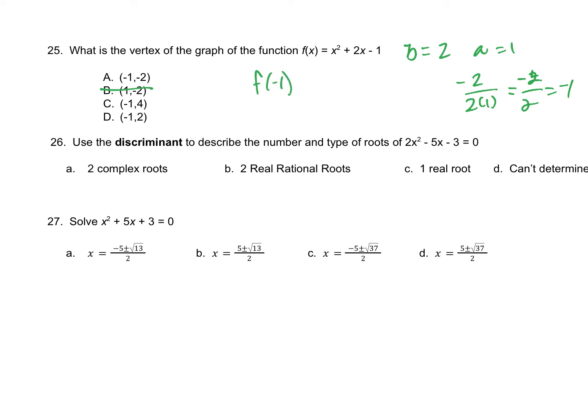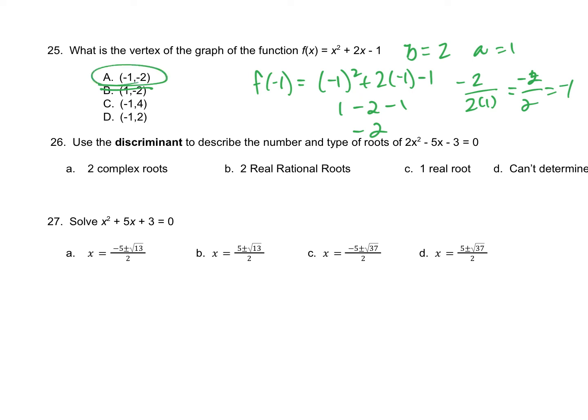And then we plug it in. So f of -1, so that's -1 squared, plus 2 times -1 minus 1. So that's 1 minus 2 minus 1, which is -2. So we would pick A.